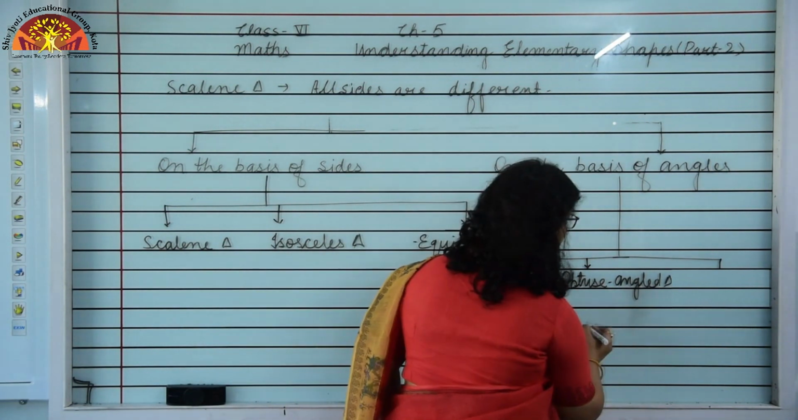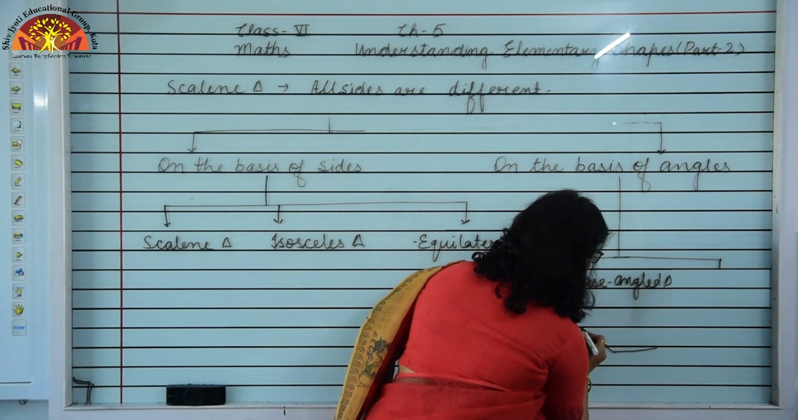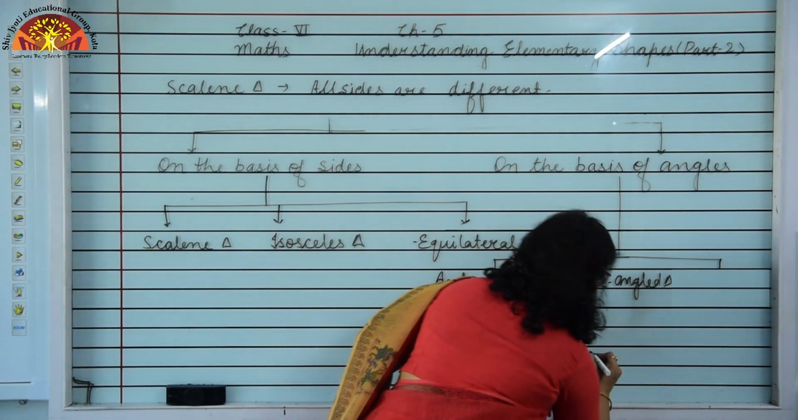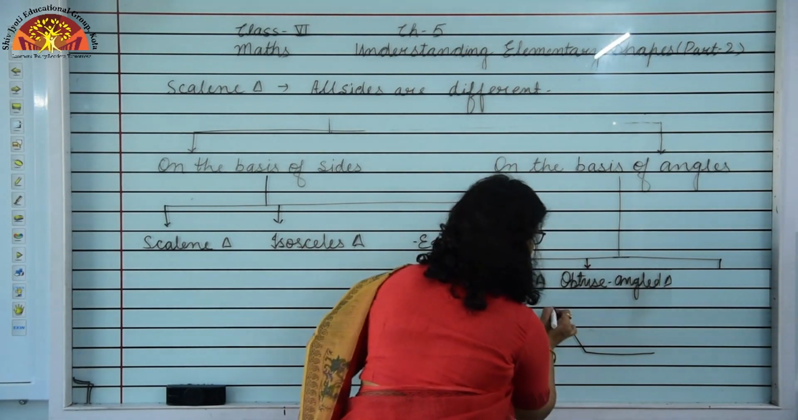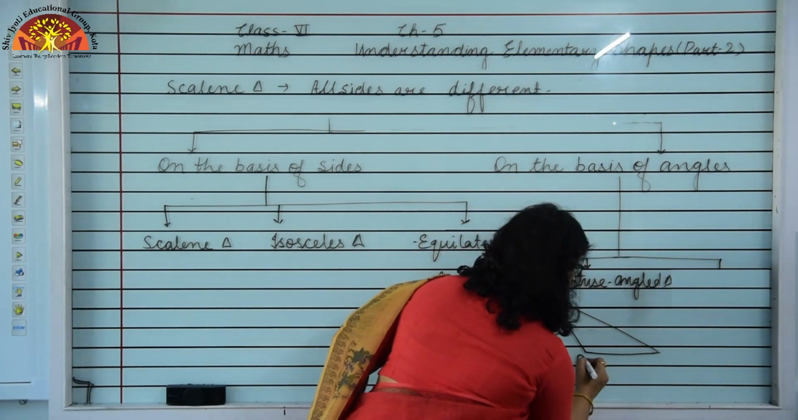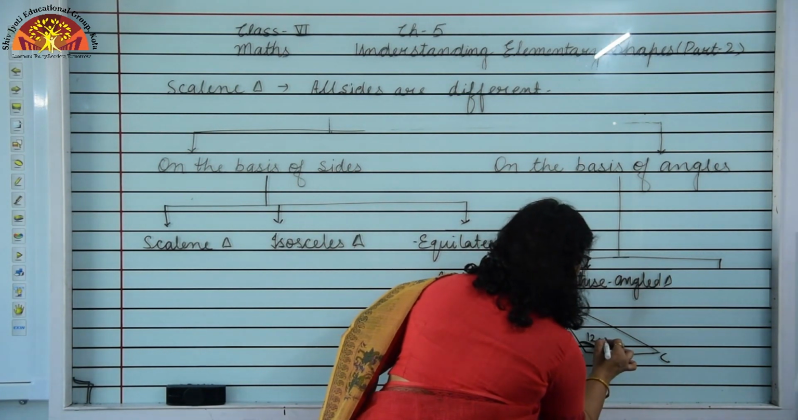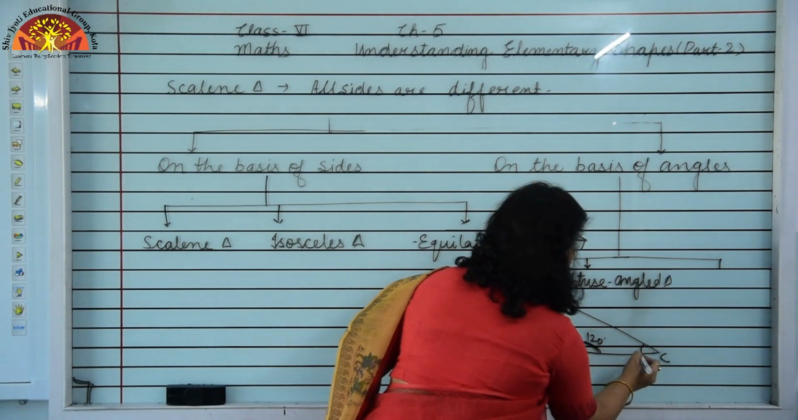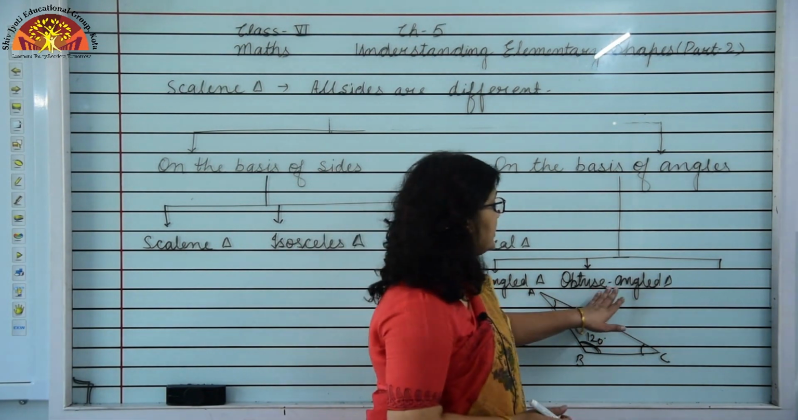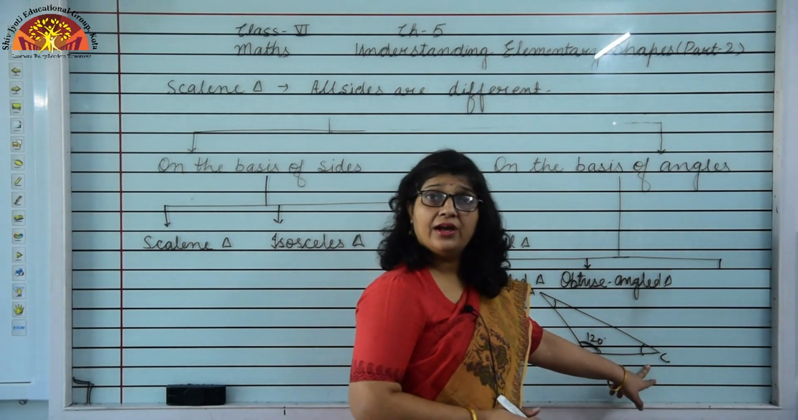In an obtuse angle triangle, we have one angle obtuse and the remaining 2 angles acute. Understood? This is the obtuse angle triangle. Suppose this is A, B and C. This angle is the obtuse. Suppose this is 120 degree and the remaining 2 angles are acute. So in an obtuse angle triangle we have only one angle obtuse and the remaining 2 angles are acute.